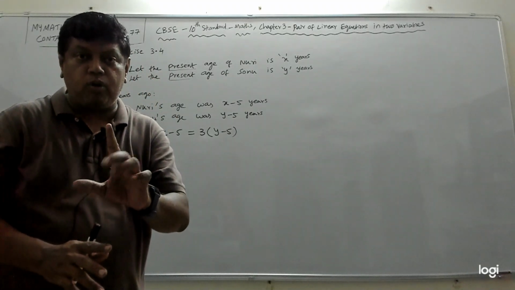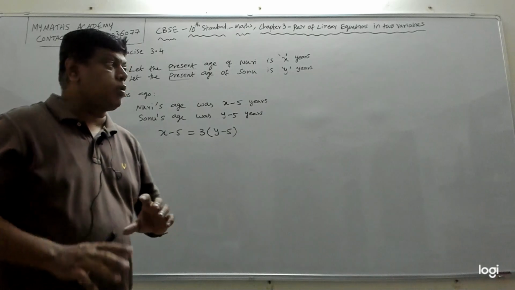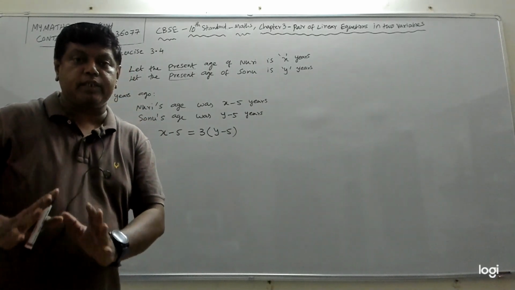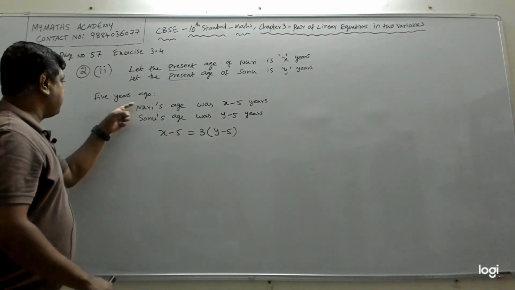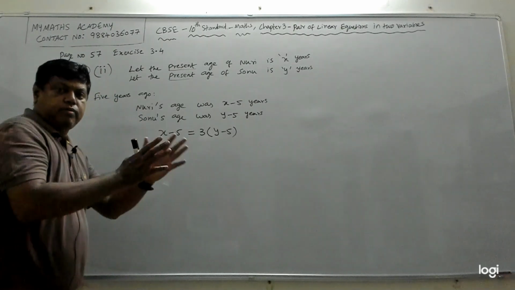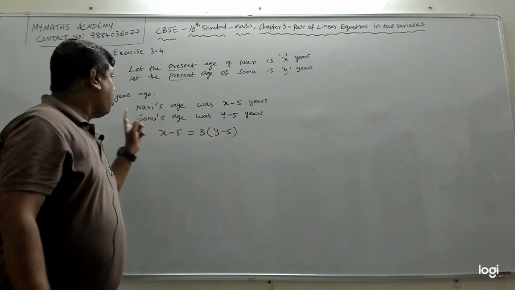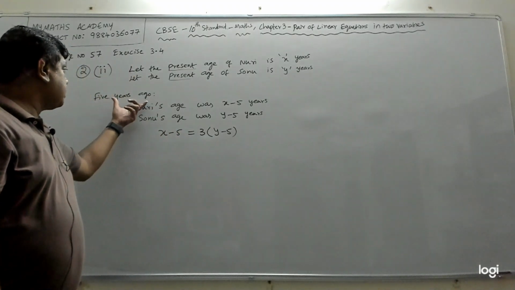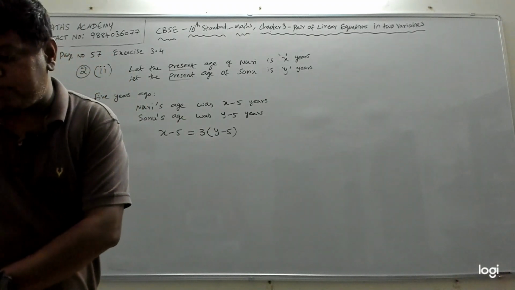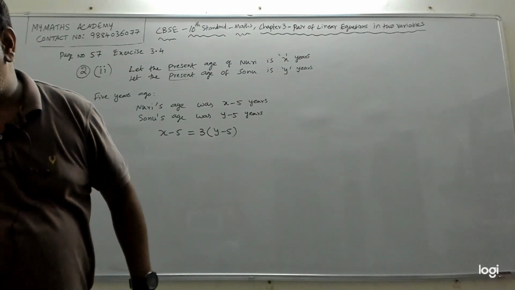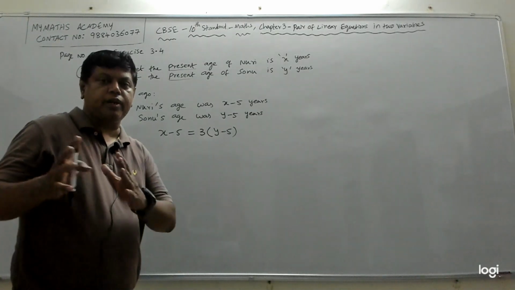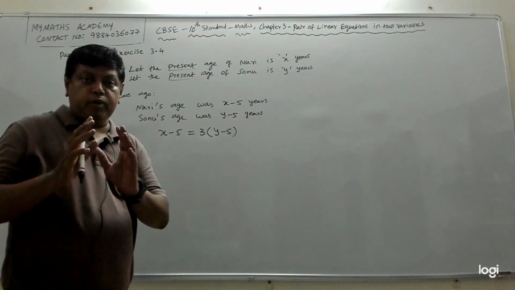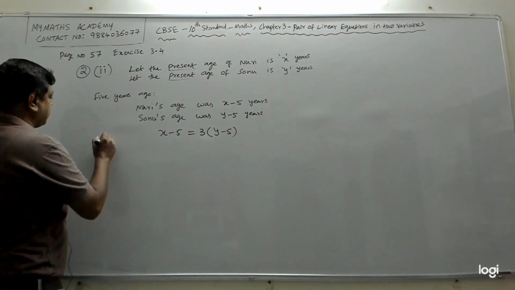The moment you know it's an age problem, you write these two. Then you start reading the question. The question says 5 years ago, so you stop and write 5 years ago and these two. Then you read the next set of statements following it. After 5 years ago, Noori was thrice as old as Sonu. Next the sentence says 10 years later, so you stop again and write 10 years later, which means 10 years after.